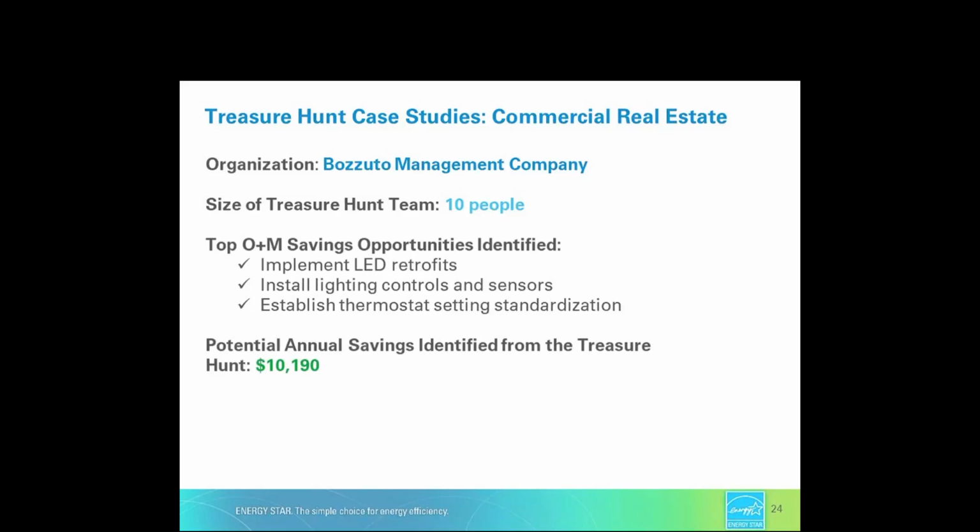So that's not technically O&M, but as we'll talk about in a few moments, lighting is a very secure and predictable payback. So it is often one of the first places that folks do go after they have handled their O&M opportunities. In this case, there's the installation of lighting controls and sensors, as well as targeted LED retrofits. The outcome with them was about $10,000 in savings for a single building, which is pretty significant.